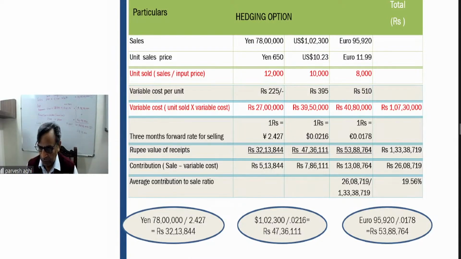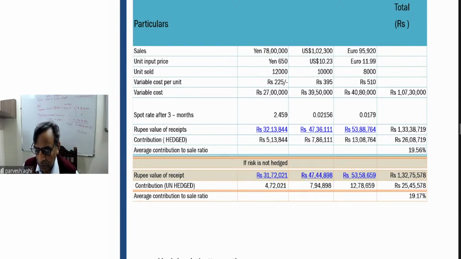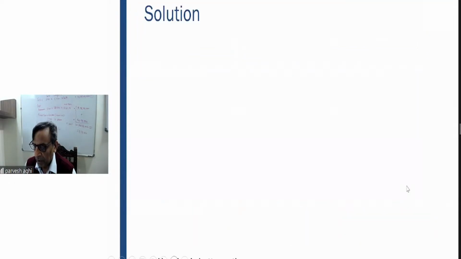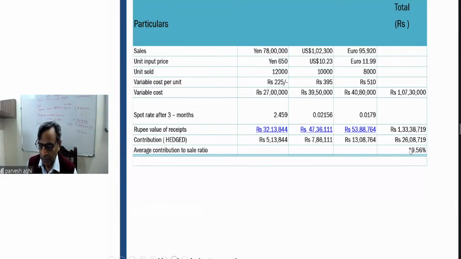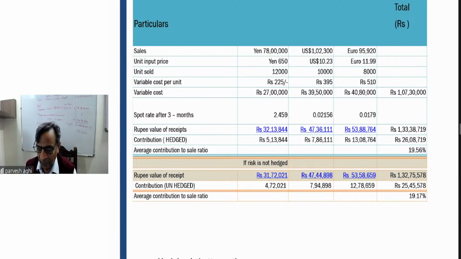So this is when he was hedging. But if we do the other process, where the risk is not hedged, then what happens? The first rows up to sale, with the hedging where we calculated, it was 19.56. The bottom one is also 19.56. So I've kept all the numbers the same. This was the hedging option. Now, if the risk is not hedged, the rupee value of receipts is going to change because we are going to apply the rates.